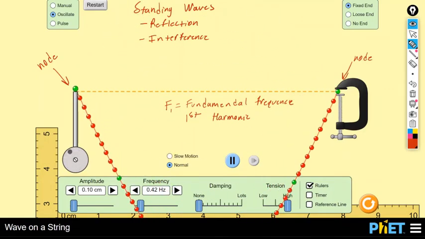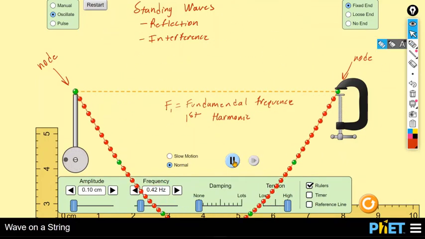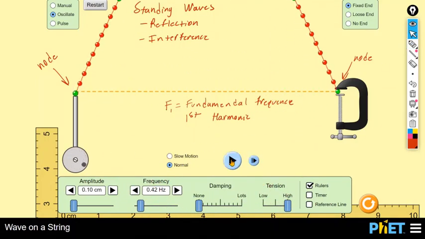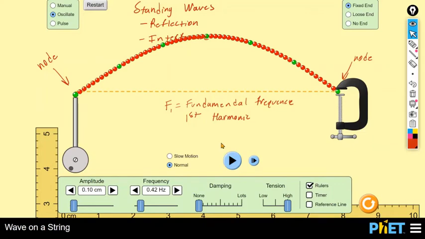And then we have regions of maximum displacement. Let me pause this. This region, this part right here of maximum displacement, this is called an antinode. And you can see that we have one antinode for the first harmonic. Let's look at some other harmonics. There's an infinite number of them, and we're going to look at 3.